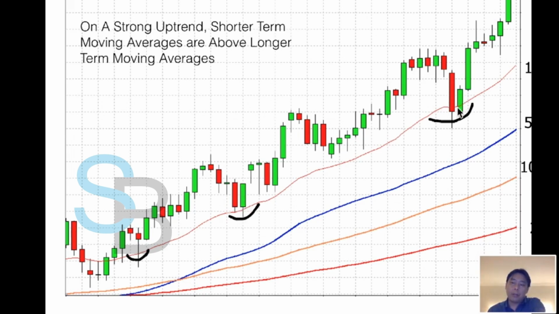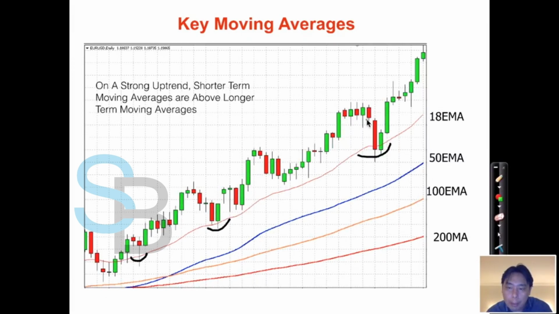This is not a very good test because the body went below the moving average, but the next candle went above it. So that's also an acceptable test. When you see a bearish candle open above the moving average, close below, immediately the next candle opens below, closes above. So remember, red candle opens above, closes below, then the next opens below, closes above. So that's testing the 18 moving average.